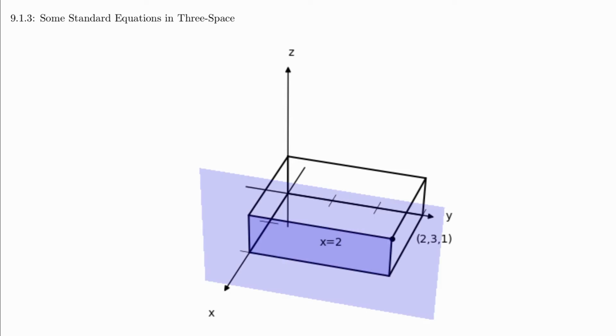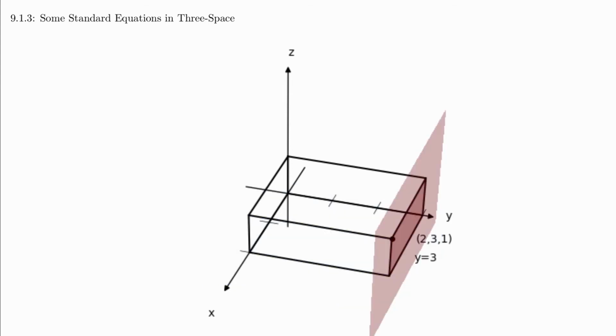From this picture, we can identify the x equals 2 plane as being the plane that contains the front of the box. All the points in that plane have the property that their x-coordinate is 2. Notice that this is parallel to the yz plane, which is the plane formed by the y and z axes.